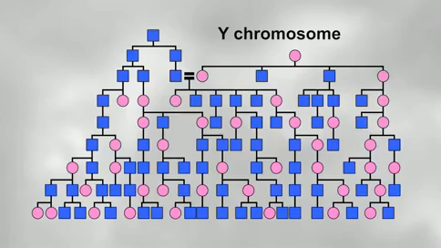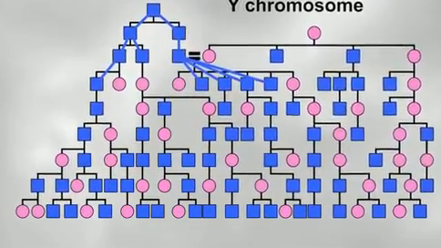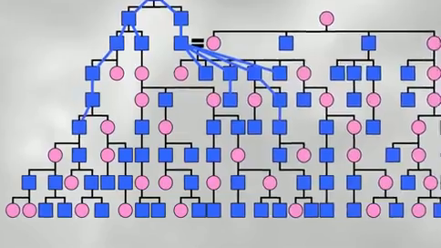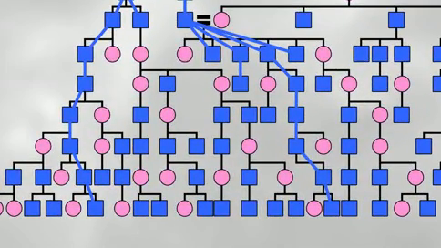The second bit of DNA I was interested in was the Y chromosome. The Y chromosome also has a very simple pattern of inheritance. It has on it the gene for maleness, so it only goes down through the male line. So all men who were related through the male line should have an identical or near identical Y chromosome type.